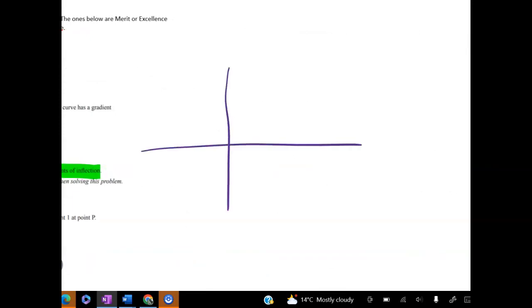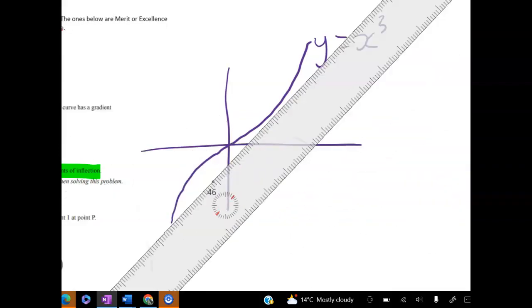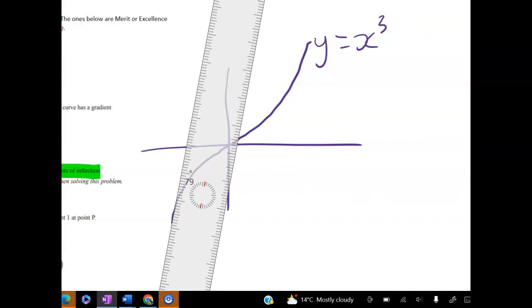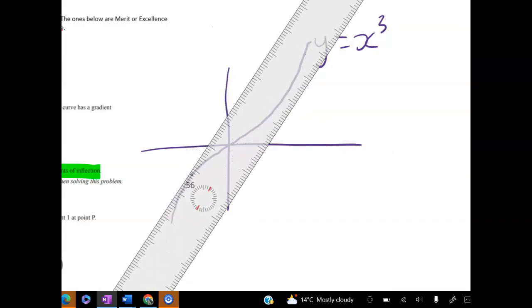Well, let's take a look at kind of your classic curve that's got a point of inflection. We saw this in class yesterday. This is y is equal to x cubed. And here, I'm going to take the ruler and show you what's going on with the gradient. When we're moving along here, you can see that the gradient's positive, but it's getting smaller.